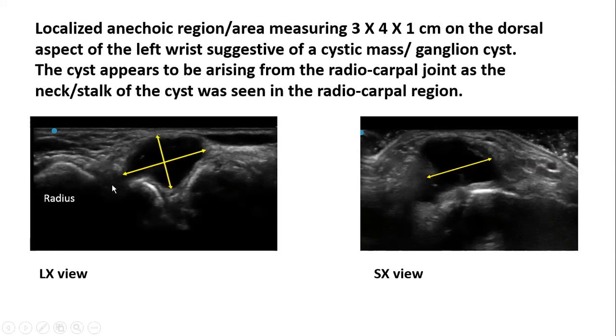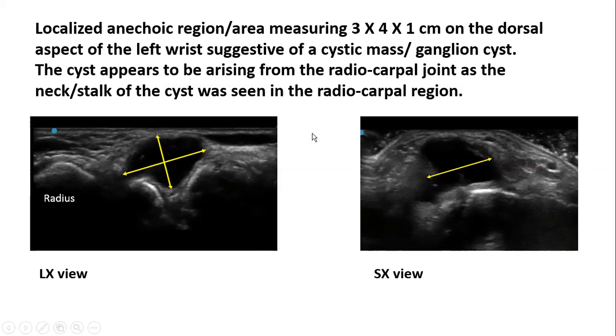Can you see this? The root is going towards the radius. Yes, I was going to ask about that. Okay, yeah, so you may not have the clear visualization of the stalk or the neck of the cyst, but sometimes you do. So if you do see that, then you can go on to define it a little bit more, that you can see the neck or stalk of the cyst coming from the radiocarpal region, so it's likely a cyst arising from the distal radiocarpal joint. Sometimes it can be, you know, like mid-carpal row or scapholunate interval. So then those are like extra additional.